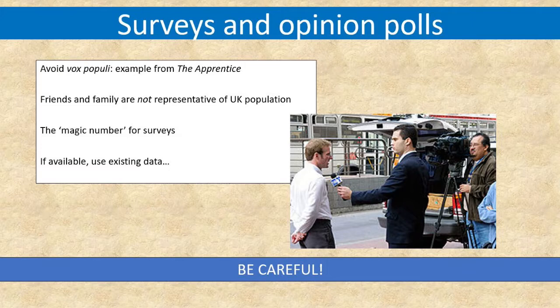And the next point, friends and family are not representative of the UK population. So typically with undergrads, if they're left to their own devices and they do surveys, they will go and speak to their boyfriend, their mum, their dad, their sister, their cousin, their next door neighbour. And they will say, this proves that British people are... Well, it doesn't. Your mates and your family, no disrespect to them, but they do not represent the UK population.